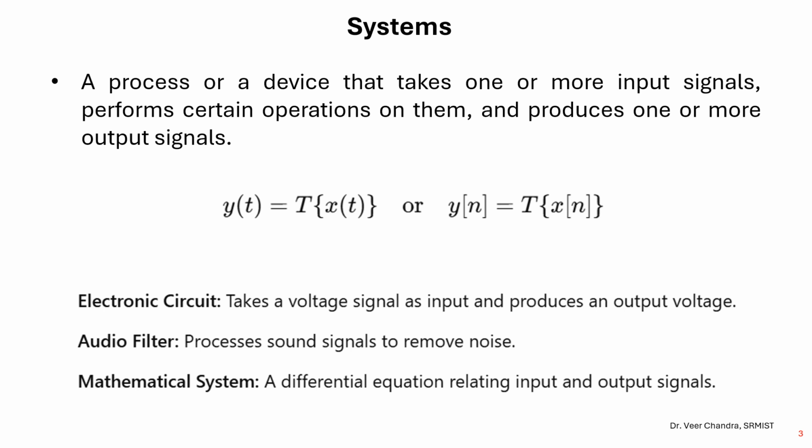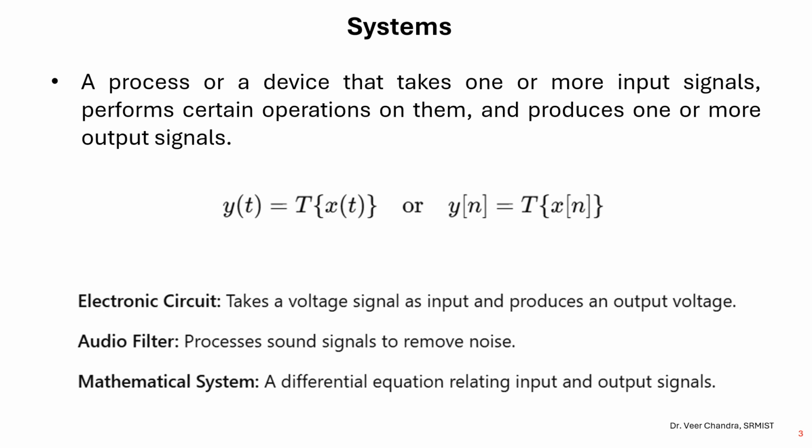So first, what do we mean by a system? A process or a device that takes one or more input signals, performs certain operations on them and produces one or more outputs. Simply, a system is defined as something where you give any inputs, and if it gives some outputs, then that is your system. For example, an amplifier circuit is also an example of a system. Why? Because if you give an AC input, you get the amplified output with the help of the amplifier. That is why an amplifier circuit is also an example of a system.